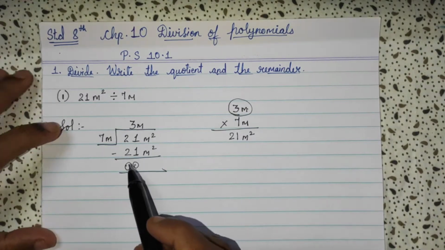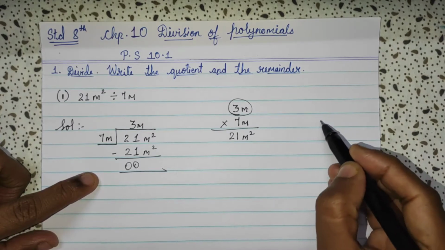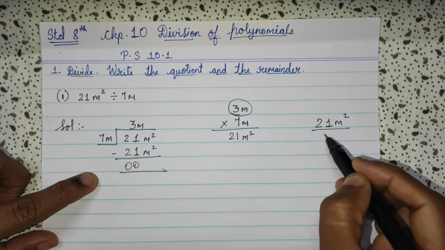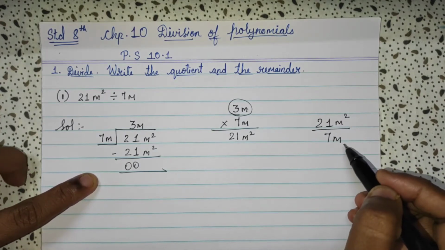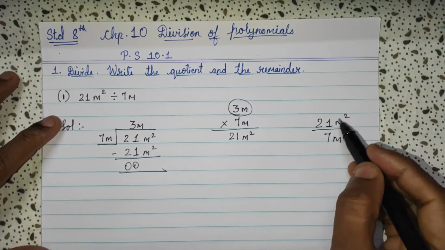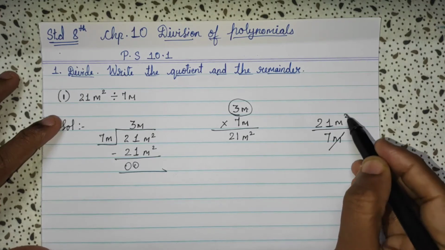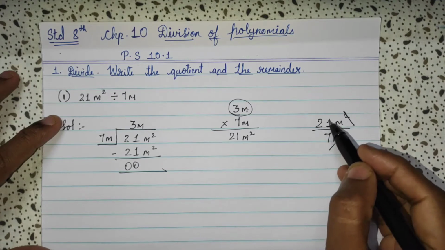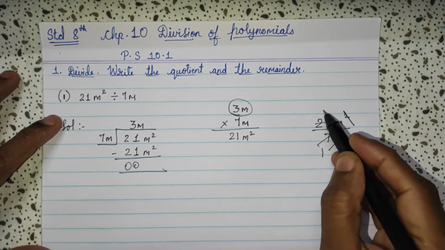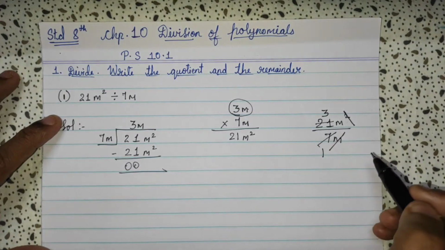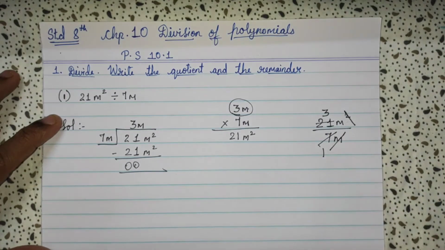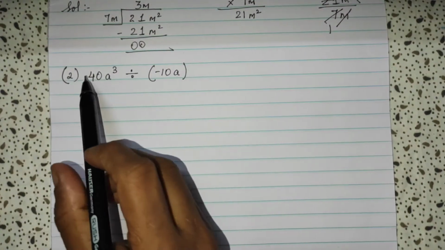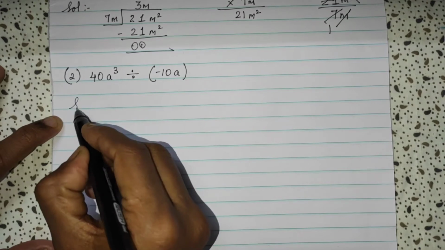Now the same sum you can do in this pattern, 21m square upon 7m. So either you can do, see here there is 2 and here 1, so 1m cancelled and out of 2, 1 you cancelled. Now 21, 7 1s are 7, 7 3s are 21. Okay, this is another way of solving this sum. Let's see our second sum. Solution.